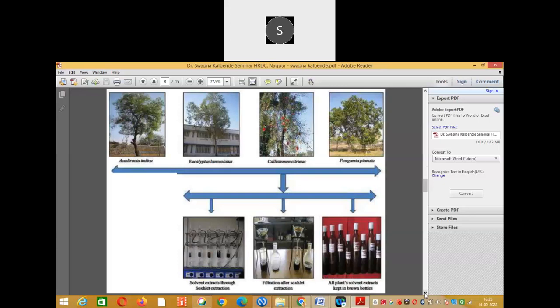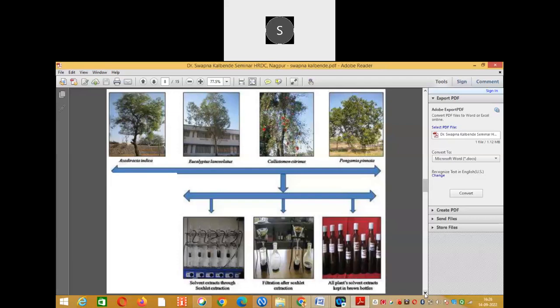Here in this slide, on the top, we can see the photographs of 4 plants which I have selected for the antifungal activity. These plants are Azadirachta indica, Eucalyptus lanceolatus, Callistemon citrinus, and Pongamia pinnata. First of all, I collected the leaves of these plants, and the collected leaves were washed thoroughly and shade dried. After complete drying, leaves were ground to a fine powder with the help of a mixer grinder and then percolated through double layered muslin cloth and used for the preparation of the solvent extracts. As I have told earlier, for the extraction, methanol and chloroform solvents were used.